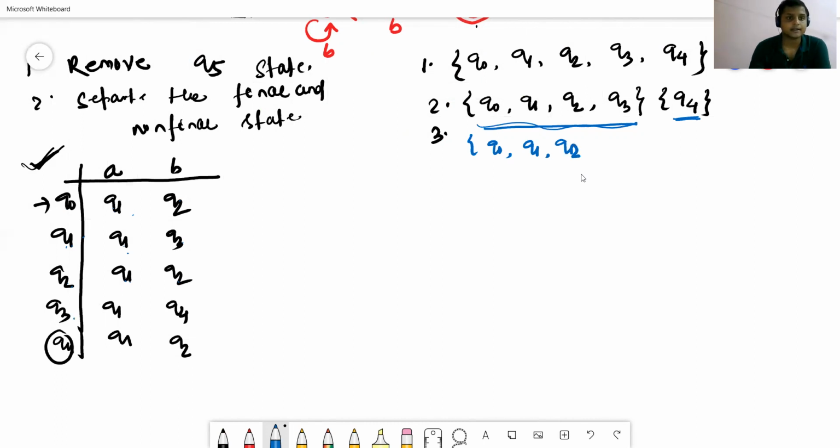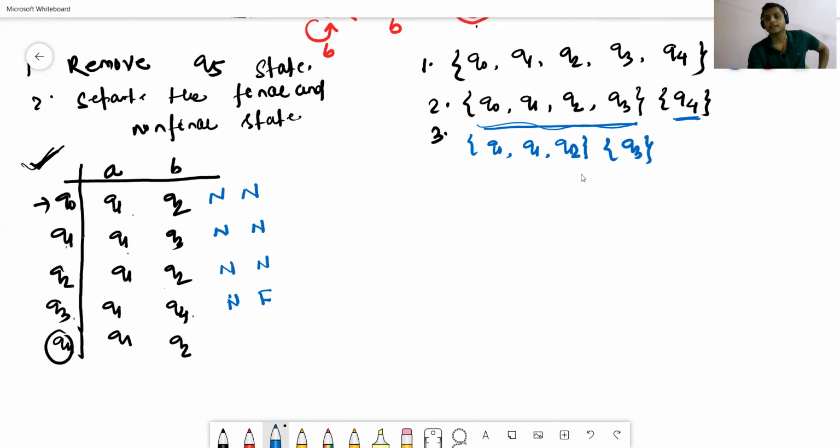Q3 reads A, it is non-final state. Q3 reads B, it is final state. That means here non-final, non-final, here non-final, non-final, here non-final, non-final. Q3 reads A, this is called non-final, and Q3 reads B, this is called final. So Q3 is a separate state.